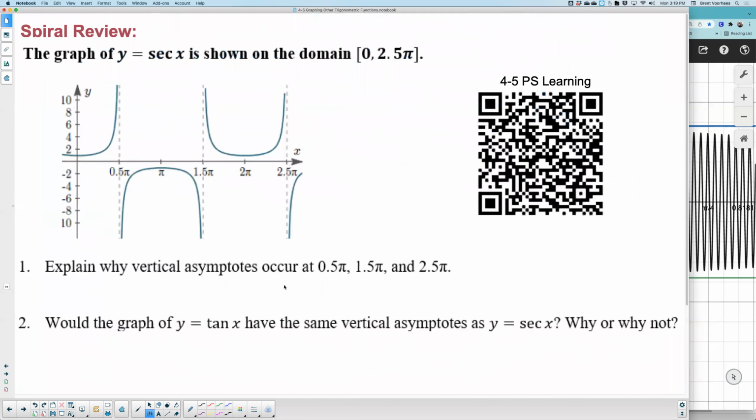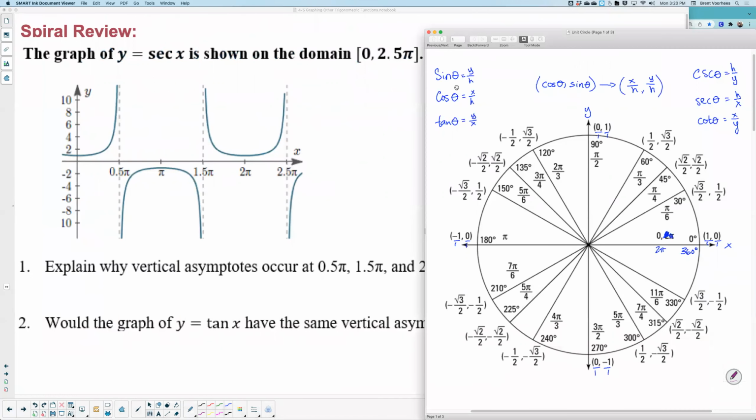All right, let's take a look at how we're going to finish this up. The graph of secant is shown on the domain from 0 to 2.5 pi, as shown. Notice we have 3 asymptotes. Explain why the vertical asymptotes will occur at these values. Well, this is easy. We know already about secant. That is step 1 here.